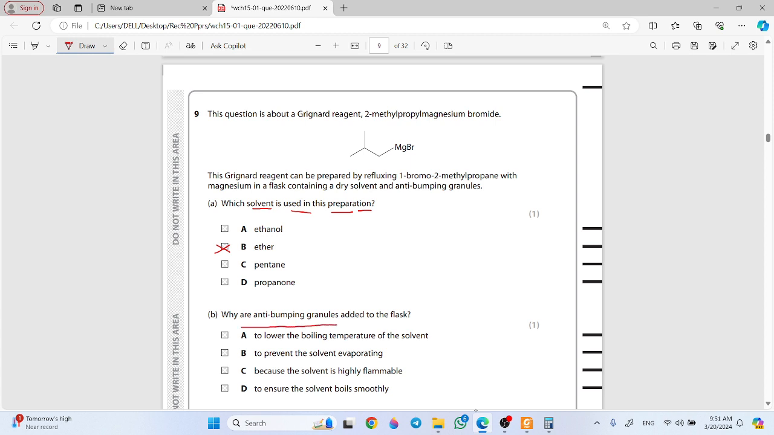Then we use anti-bumping granules. Why? That is straight away answer, children. Solvent boils smoothly, right?